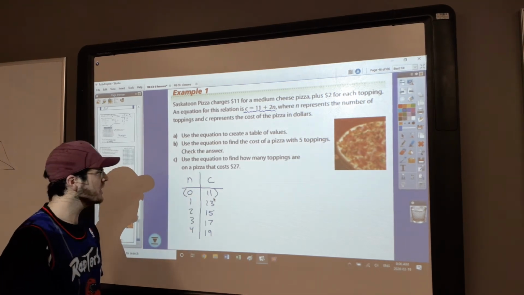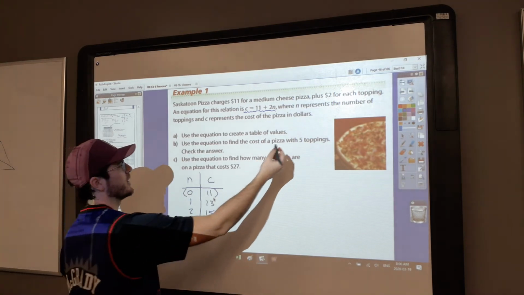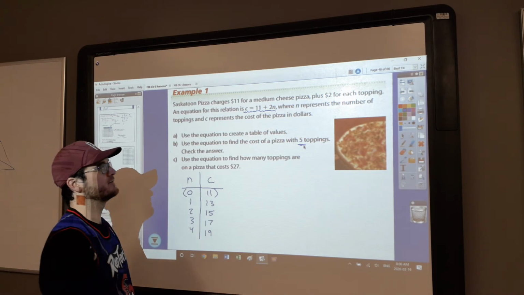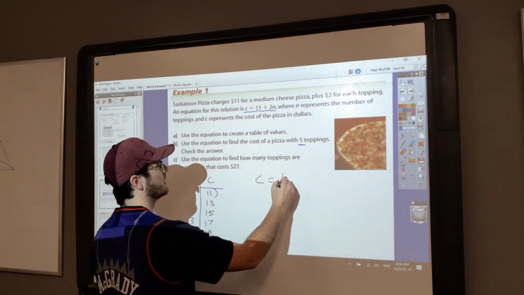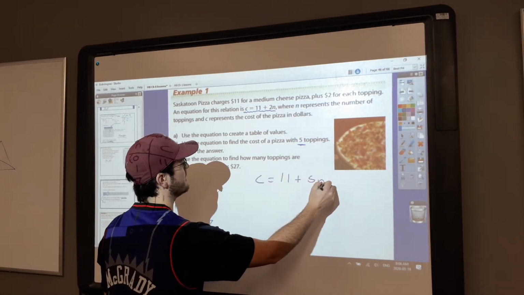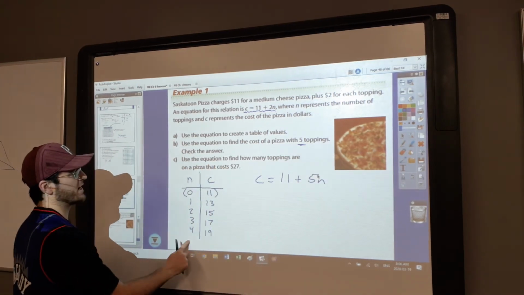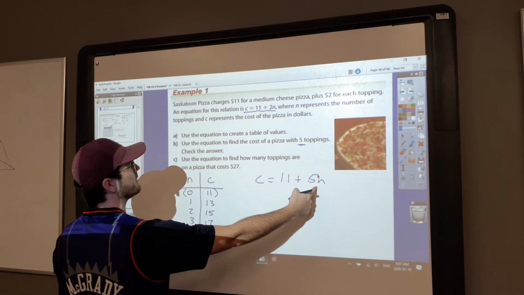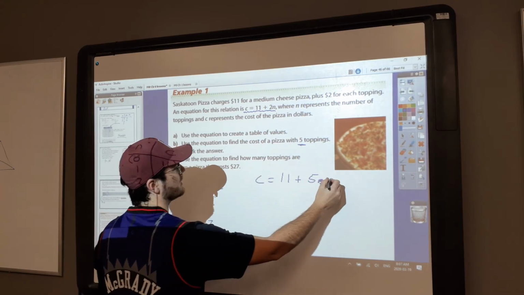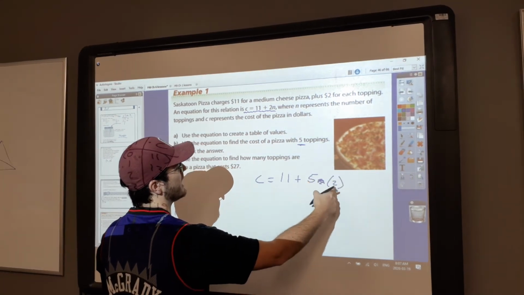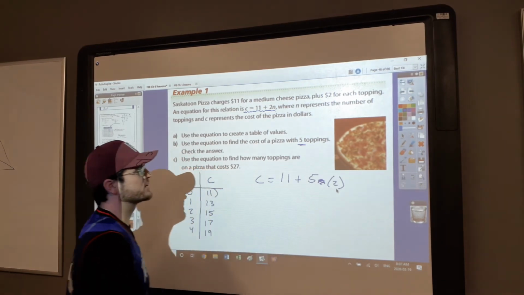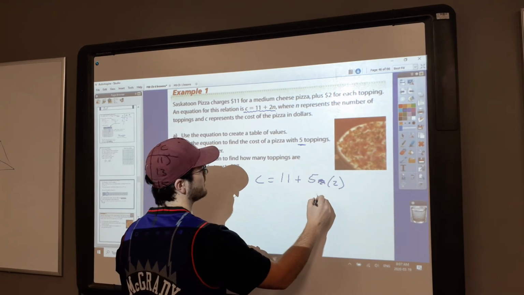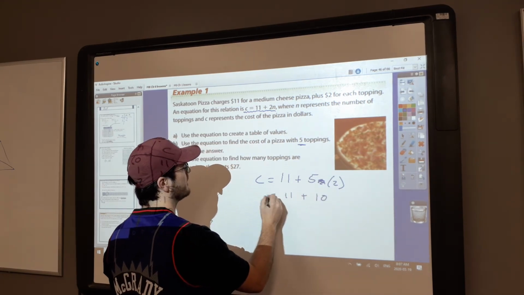Okay, in B, use your equation to find the cost if you had 5 toppings. So the cost would equal 11 plus 2n. It would be the next one here on the table as well. So we plug in 5 for n, so it would be 5 times 2. Sorry, it should have been 2 times 5. Okay, so then you get 10 plus 11 equals c.